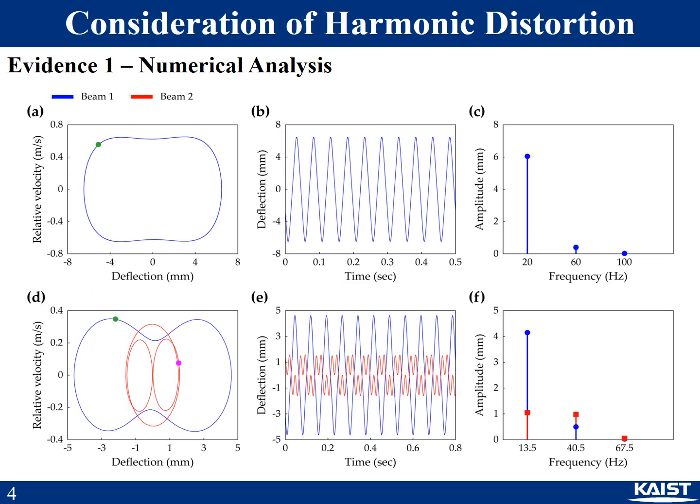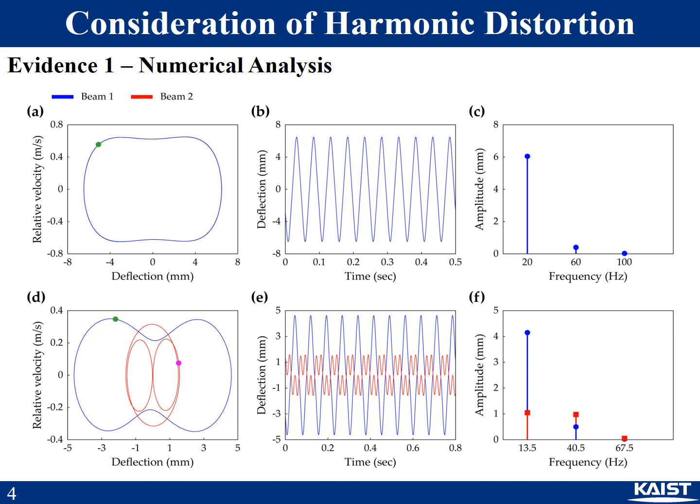In the design process, it was found that in the first primary resonance, harmonic distortion should be considered. I would like to suggest evidence for it. The first row shows the 1DOF case, while the second row shows the 2DOF case.